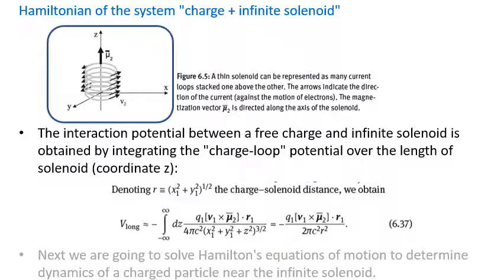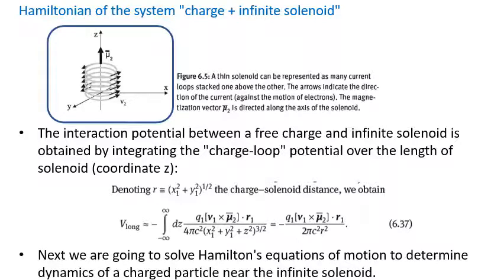Therefore, we have to integrate the charge loop interaction over the infinite length of the solenoid. This integral is shown in equation 6.37. As you can see, the interaction potential V long decreases as the inverse second power of the shortest distance between the charge and the solenoid. Once we define the interaction potential, we have everything we need to solve equations of motion.